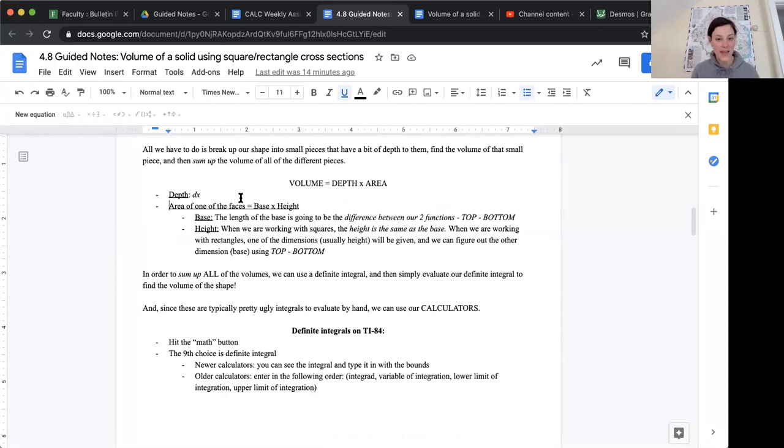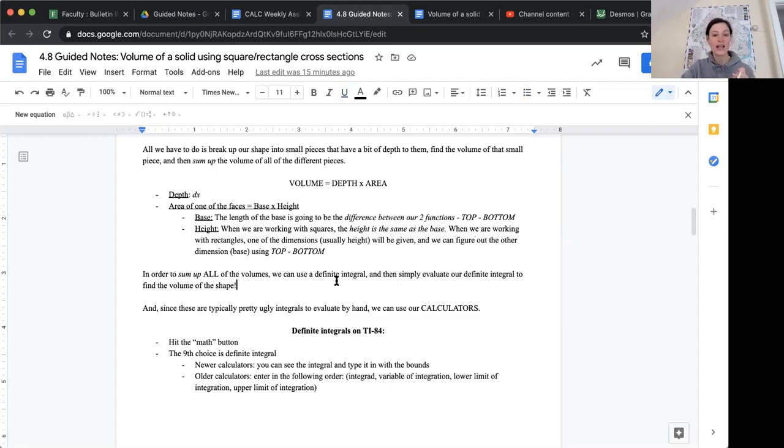So the length of the base is going to be the difference between our two functions, top minus bottom, and then the height. When we are working with squares, the height is the same as the base. When we are working with rectangles, one of the dimensions, usually height, will be given, and we can figure out the other dimension using top minus bottom. And in order to sum up all of the volumes, we can use a definite integral, and then simply evaluate our integral to find the volume of the shape.